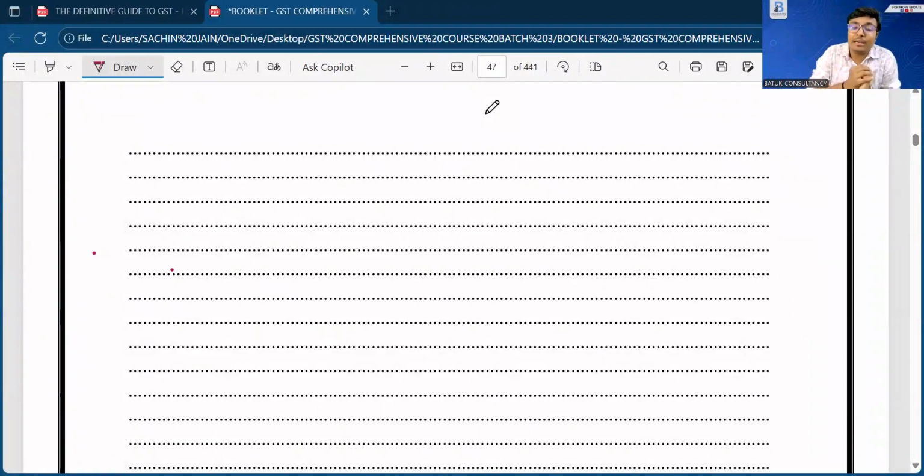We also did the value of supply in case of second hand goods: margin money positive, GST applicable on margin money; margin money negative, no GST applicable. We have also done the concept of pure agent under GST, which will not become part of your value of supply. All these things we have done. Sir, are all the things okay for you?